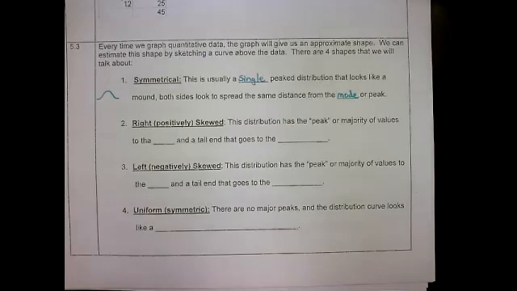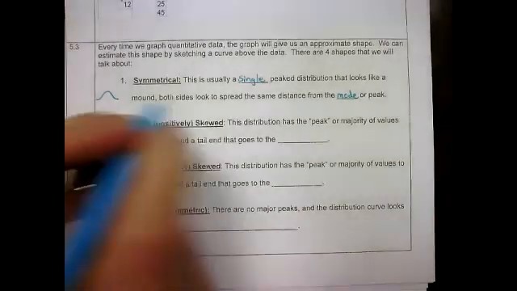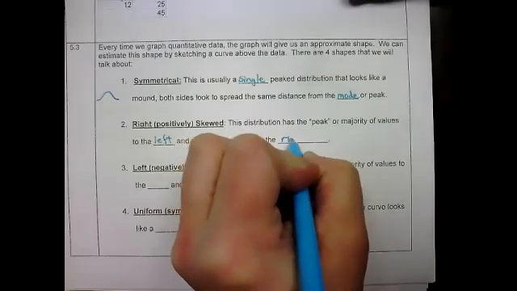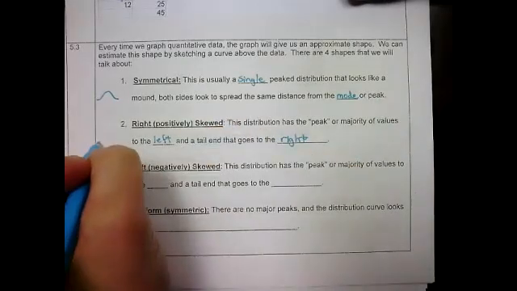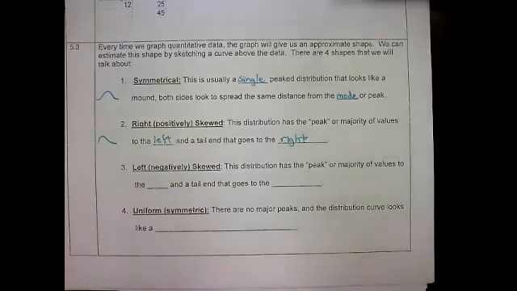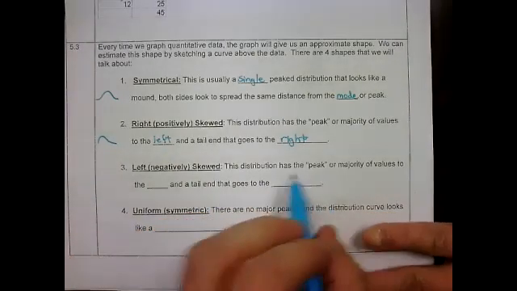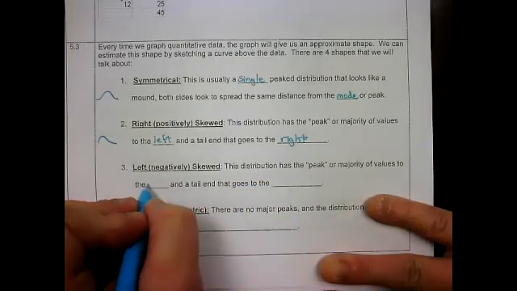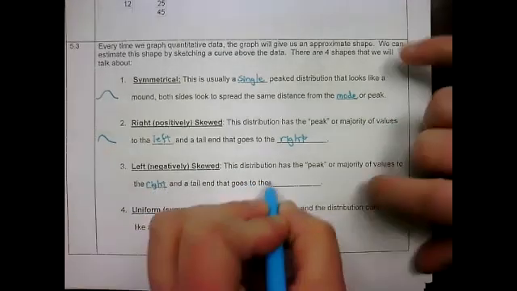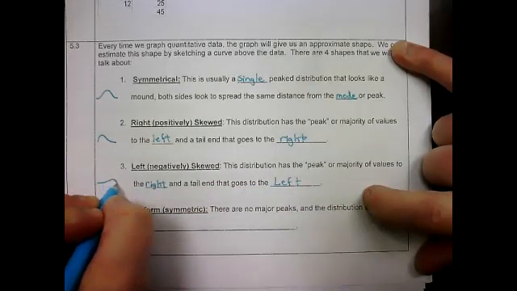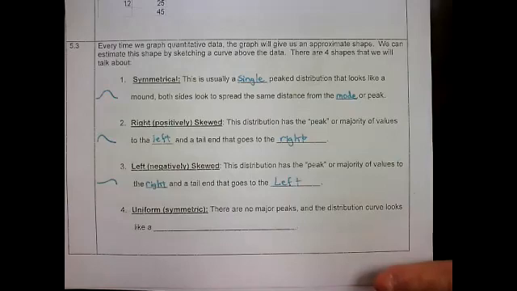Positively skewed, the distribution has the peak or majority of values to the left and the tail to the right. It will look kind of like that one we just did, where it goes like that. Left or negatively skewed, the distribution has the peak or majority of values to the right and the tail that goes to the left. So this one will look like that.